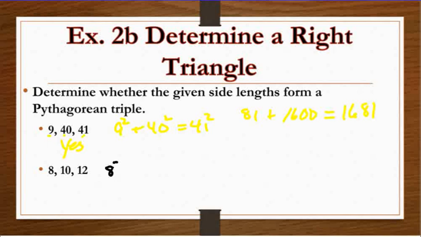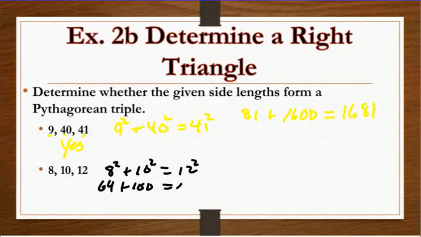Next one, we have 8 squared plus 10 squared has to equal 12 squared. 64 plus 100 should equal 144 if it's a right triangle. This gives us 164. c squared is 144. They're not equal, so no, this is not a right triangle. Therefore, it cannot be a Pythagorean triple.